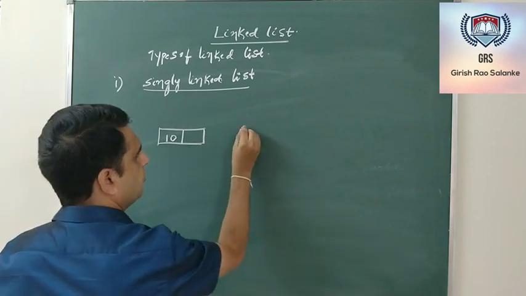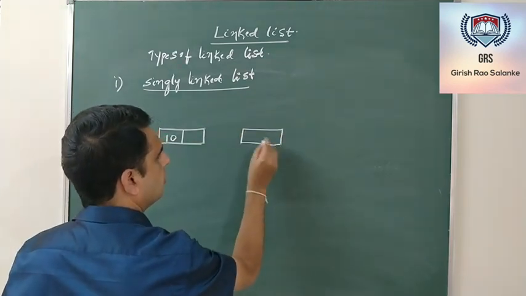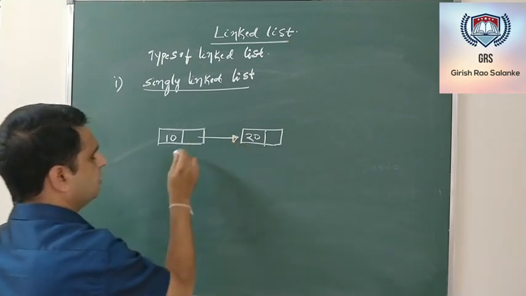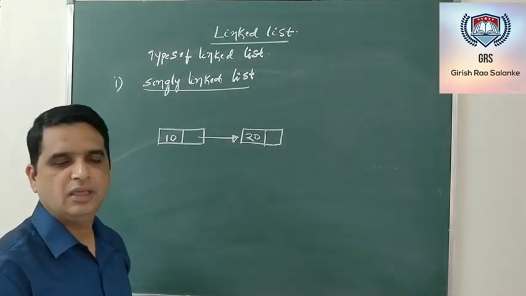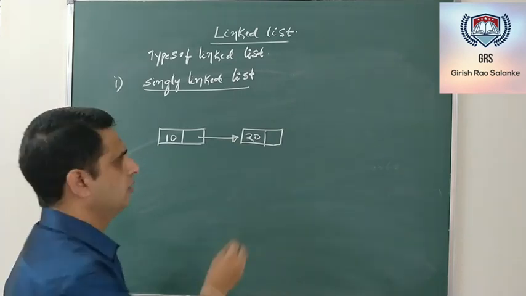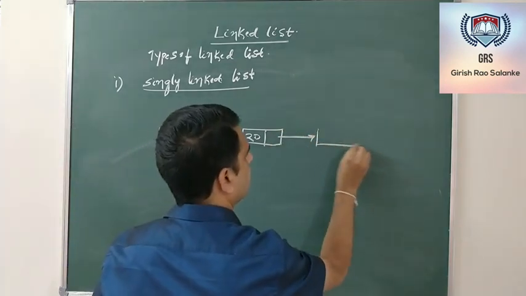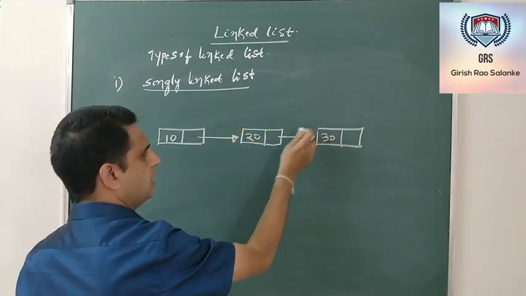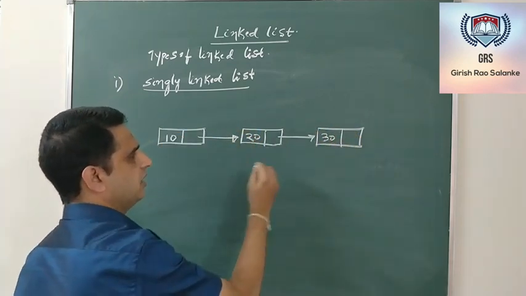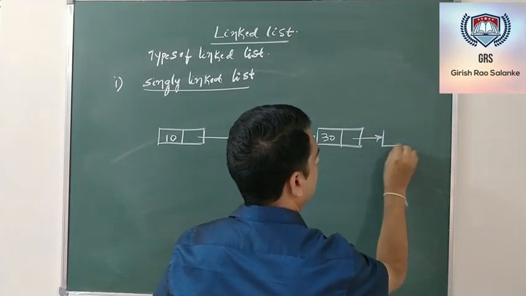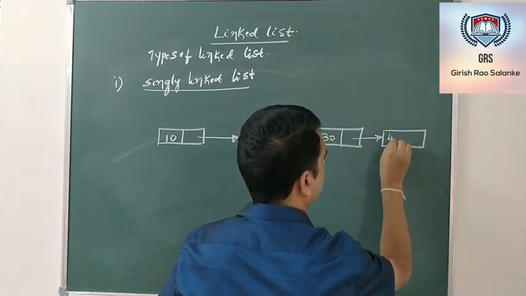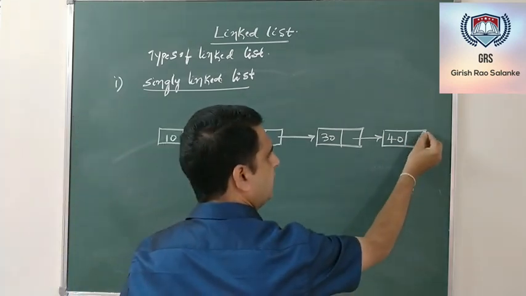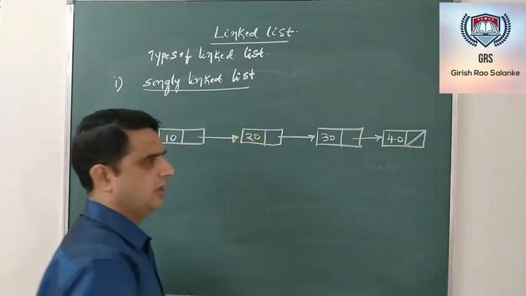If this was my second node where information 20 is there, the address field of the first node contains the address of the second node. And if this is my third node, its address is stored in the address field of the second node. The third node's address field contains the address of the fourth node. Now assuming that the fourth node is the last node, the address field of the fourth node holds null.